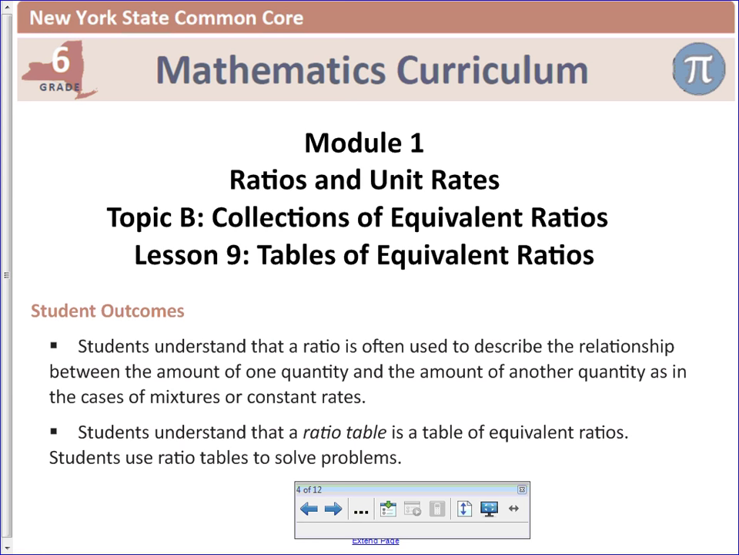Okay, today we're going to look at Module 1, Lesson 9. Lesson 9 should look somewhat familiar because we see here the words equivalent ratios. We've been working on equivalent ratios. What's one way that we can tell if ratios are equivalent?